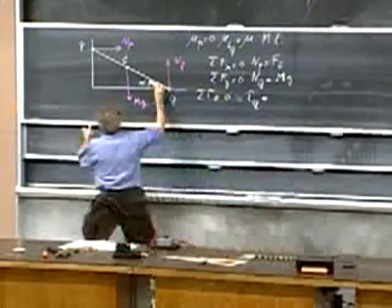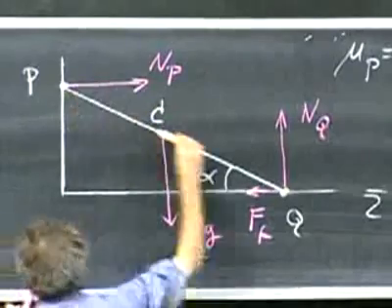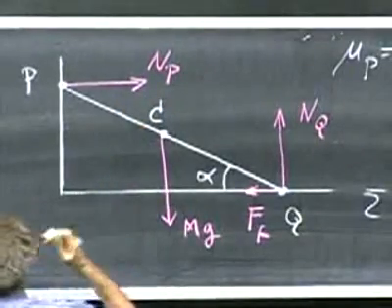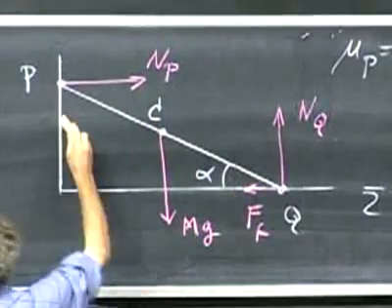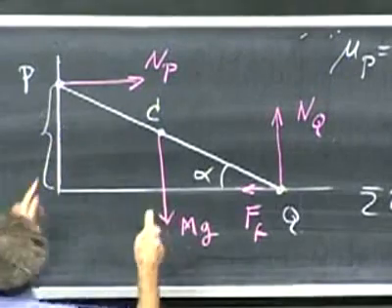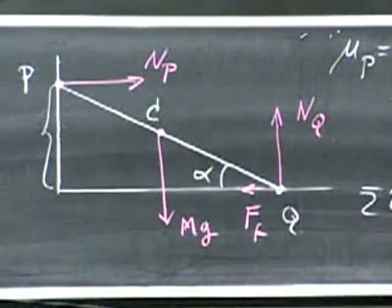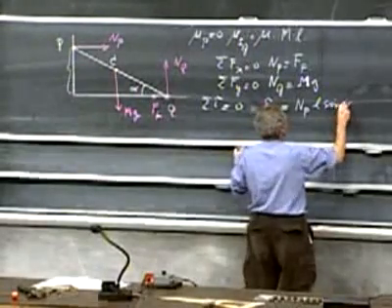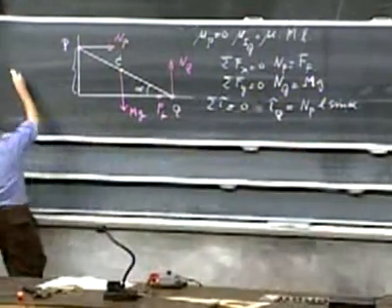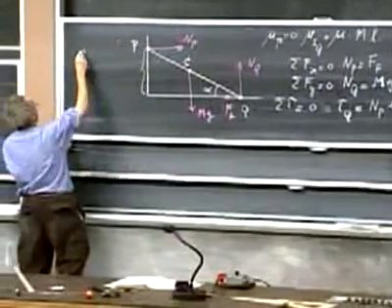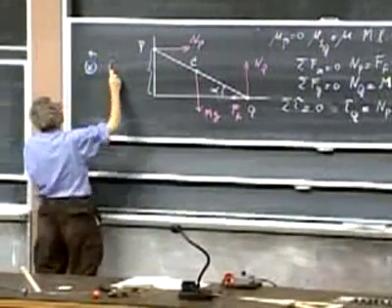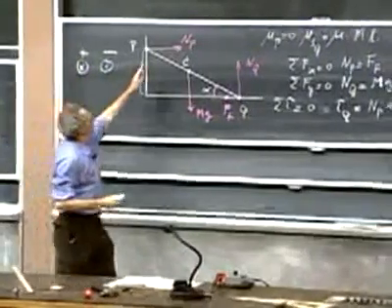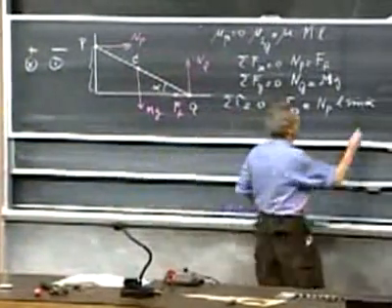So we have NP, the cross product of the position vector to this point times the force. Since the length is L and the angle is alpha, this is L sine alpha, so I'm going to get NP times L sine alpha. A torque that is into the blackboard, I call my positive direction, and a torque that is out of the blackboard, I give a negative direction. So this one is into the blackboard, so I call that positive.